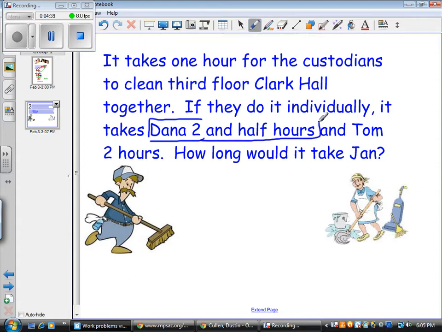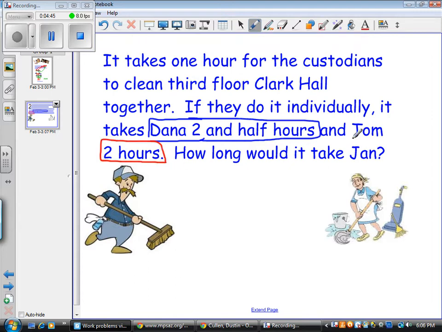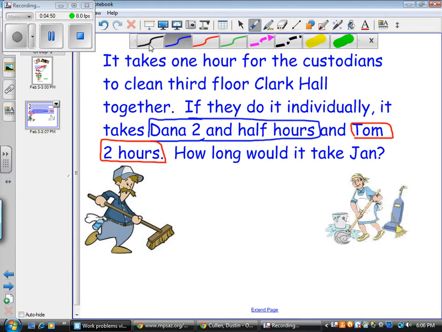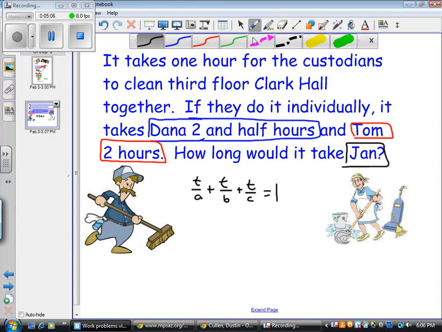It takes him 2.5 hours. It takes Tom 2 hours. And the question is, how long would it take Jan? So we do have 3 people here. We have 3 people, so we're going to use T over A plus T over B plus T over C equaling 1, where A, B, and C are the three individual people.